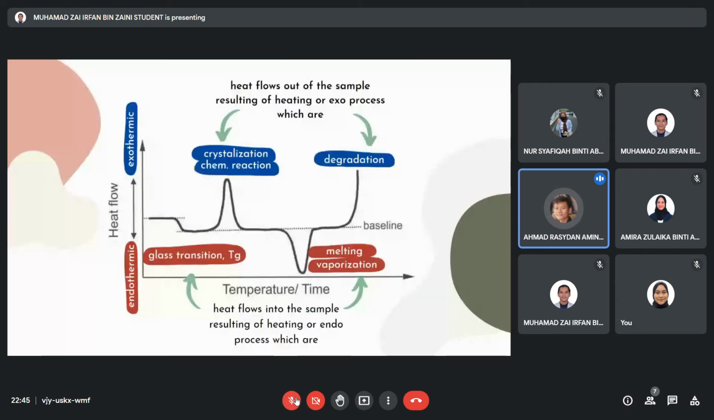This is the graph of differential scanning calorimetry, which is the heat flow versus temperature or time. Here we can see heat flows out of the sample resulting from heating in an exo process, with crystallization, chemical reaction, and degradation. And we can also see heat flows into the sample resulting from heating in an endo process, with glass transition and melting, vaporization.